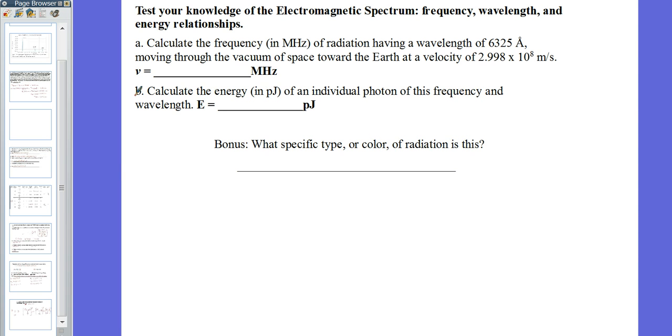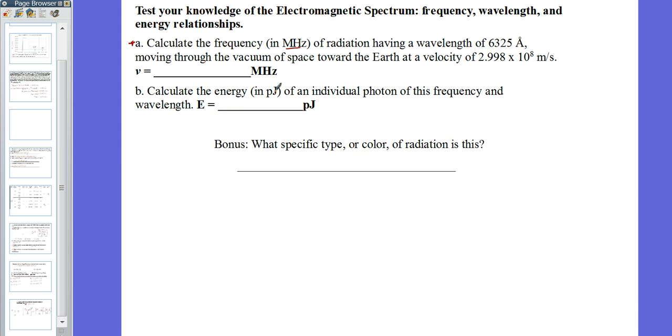Okay, this is another question from exam number 2. Here you're asked to test your knowledge of the electromagnetic spectrum for frequency, wavelength, and energy relationships. We'll start out, we'll work part A right here. Calculate the frequency in megahertz of radiation, or light, having a wavelength of 6,325 angstroms, moving through the vacuum of space toward the Earth at a velocity of 2.998 times 10 to the 8 meters per second.